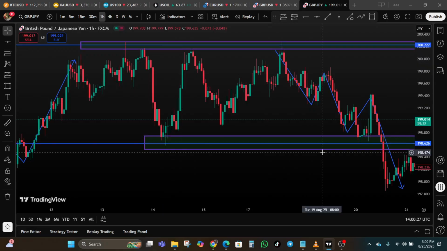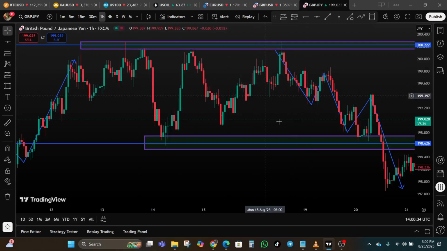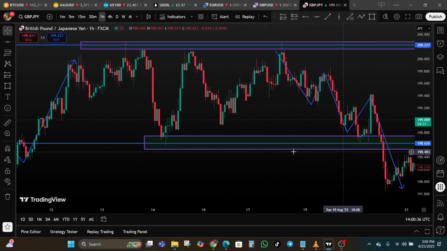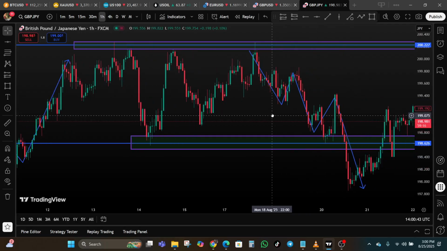It could also be an engulfing candle or any other bearish reversal candlestick pattern if it is a resistance, or a bullish reversal candlestick pattern if it is a support. Now for exits, you just aim for the next key level, whether that is the next support or next resistance or structure high or low.